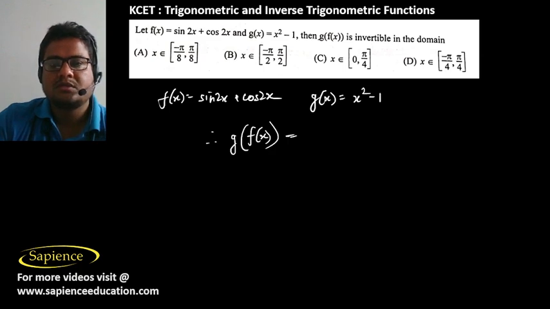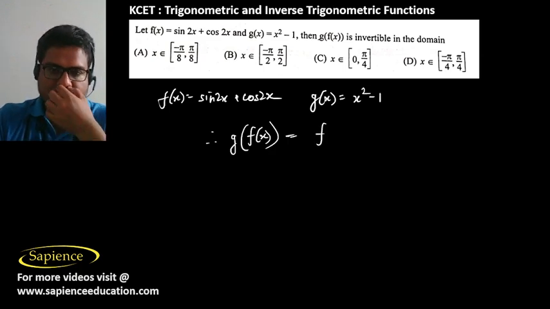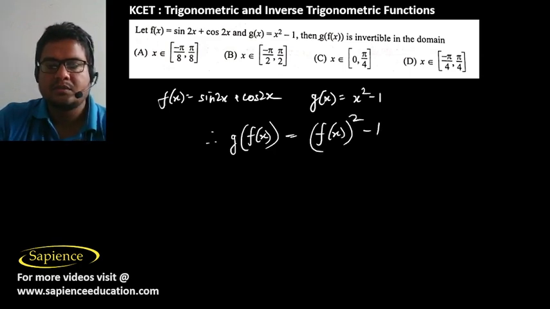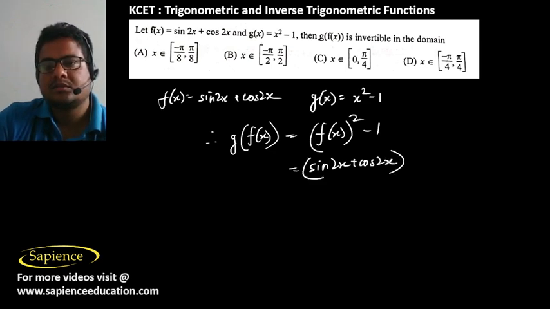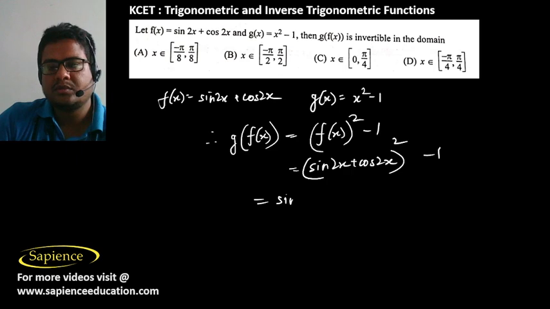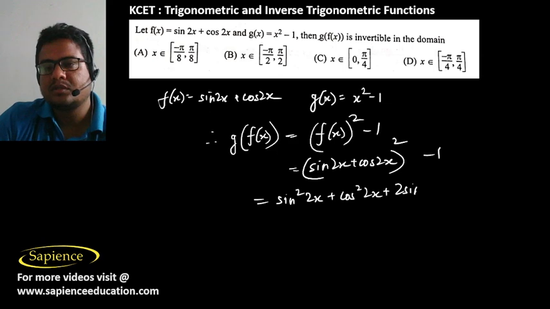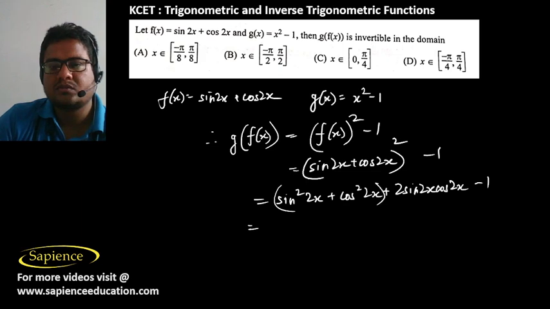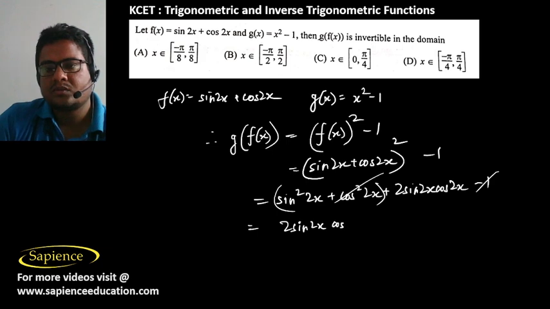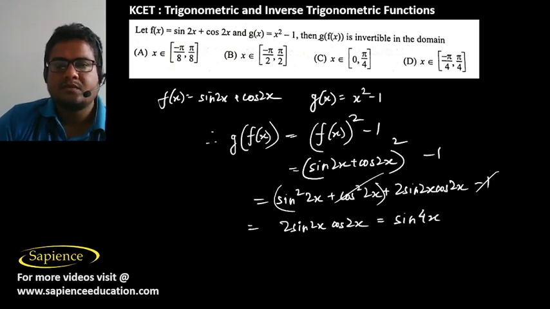So g of x is x square minus 1, so this will be f of x whole square minus 1. So this will be sine 2x plus cos 2x whole square minus 1. So this will be a square plus b square, sin square 2x plus cos square 2x, plus 2ab, that is 2 sin 2x into cos 2x, minus 1. Sin square 2x plus cos square 2x is 1, so 1 and 1 will cancel. So this will be 2 sin 2x into cos 2x. Therefore 2 sin theta cos theta is sin 2 theta, so this is sin 4x.